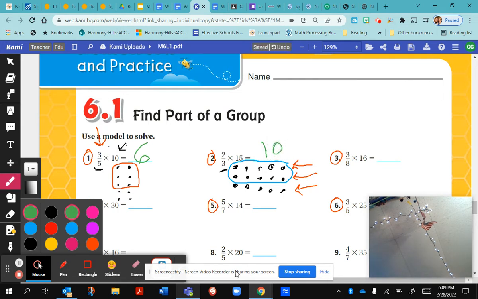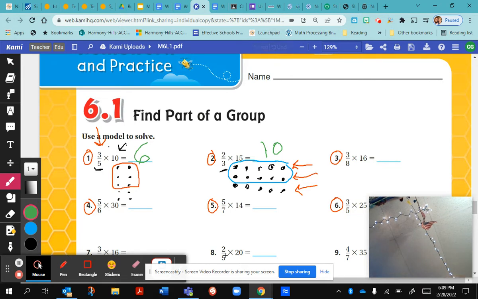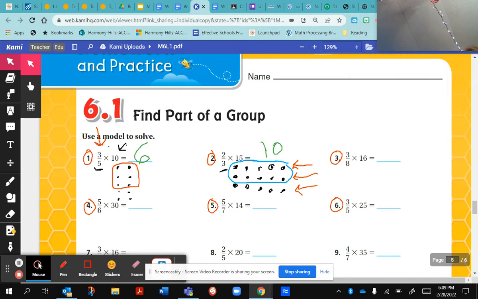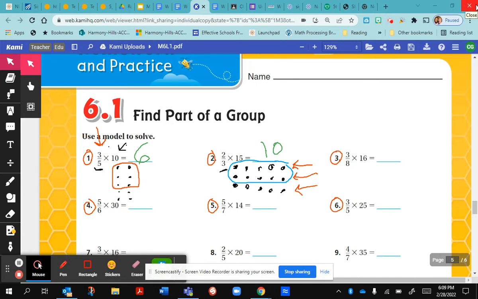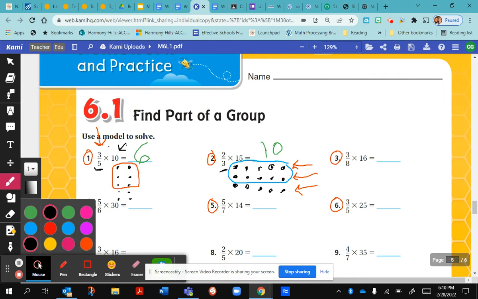Number 3, I have 3/8 of 16. So I'm going to, let me see if I can, this picture. There we go. Okay, so I'm going to have 3/8 of 16. So again, look at your denominator. And my denominator is 8. 8 tells me how many total rows I'm going to have. So I'm going to have 8 rows. So let me go ahead and do my 8 dots. I'm going to do it up here because I'll have more space.